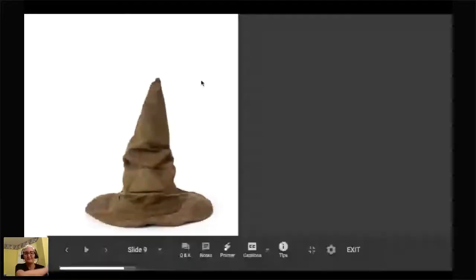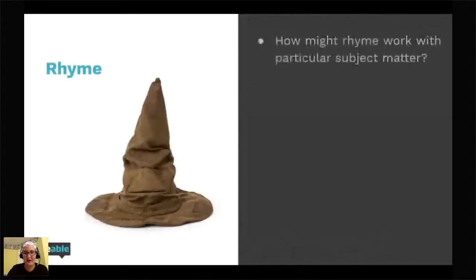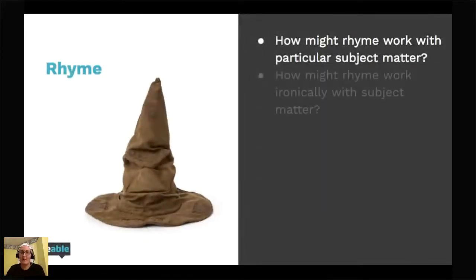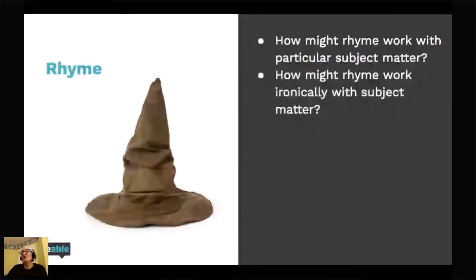All right. So rhyme. We talked about how rhyme might work with a particular subject matter. Well, we didn't talk about irony yet. We talked about how in Call Me Maybe, having a more sing-songy, consistent rhyme can move a story forward. So this is something you can say in an essay: the rhyme scheme of this poem moves the story forward by making you read more quickly, or by imitating a children's book or something of that sort.